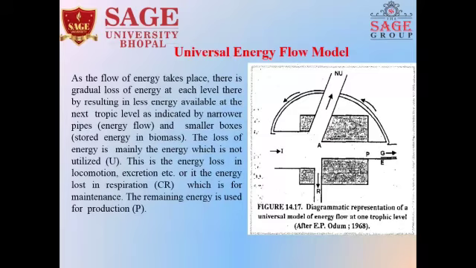Third one is the universal energy flow model. As the flow of energy takes place, there is gradual loss of energy at each level, thereby resulting in less energy available at the next trophic level, as indicated by narrow pipes for energy flow and small boxes. The loss of energy is mainly the energy which is not utilized, which we call U. This energy loss is in locomotion, excretion, etc. Or it is the energy lost in respiration, R, which is for maintenance. The remaining energy is used for production, which we call P.